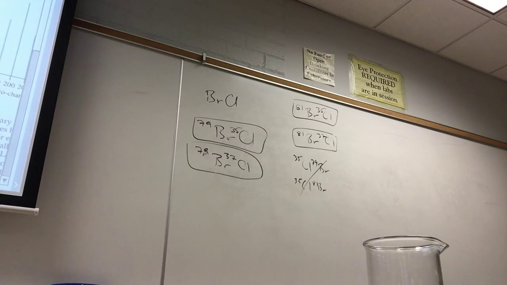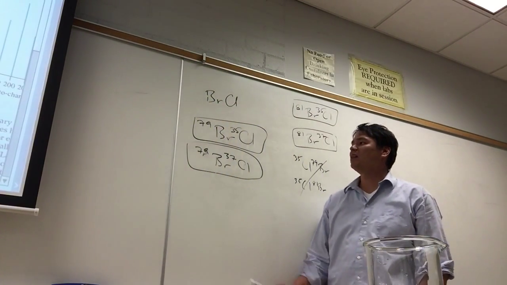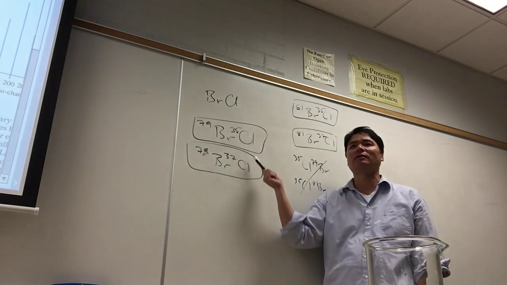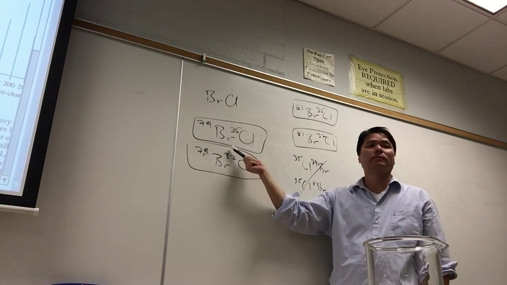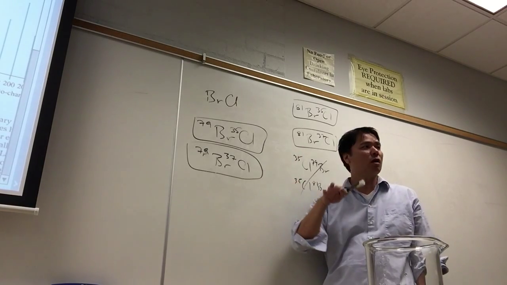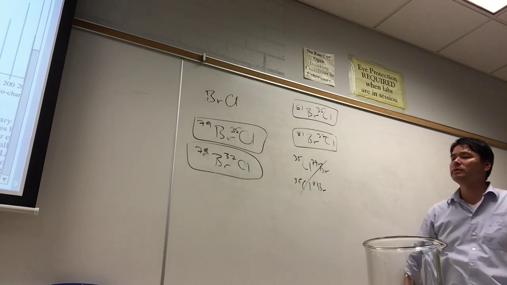And so if we introduce a sample of bromine chloride into the mass spectrometer, how many peaks will we generate? 4. Now, which one's going to be the most abundant? Chlorine 35 is more abundant than 37. And what's more abundant, 79 or 81? 79. So this will be the most abundant. And then we can go on from there. That's qualitative, right? The least abundant will be the ones with the least abundant isotopes.